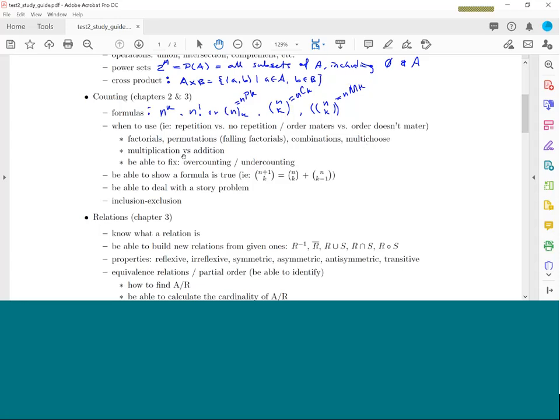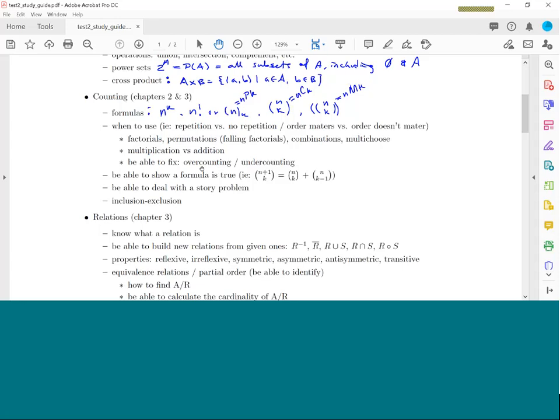Multiplication versus addition. Multiplication is where you're just creating the entire formula. Addition is where you actually have to create your formula in pieces. So you have a case 1, this is what it looks like, a case 2, this is what it looks like, and then you would add them all together.